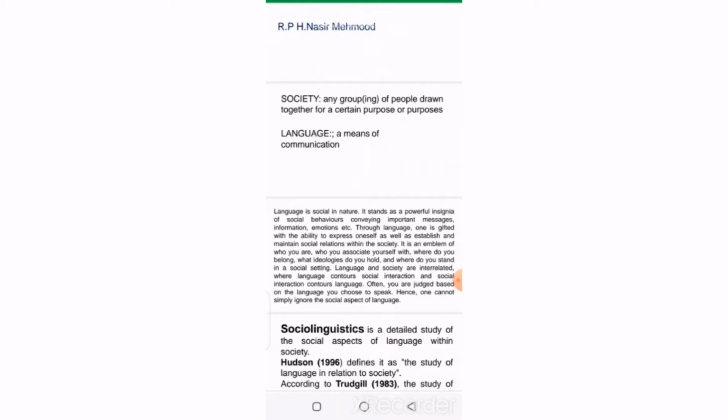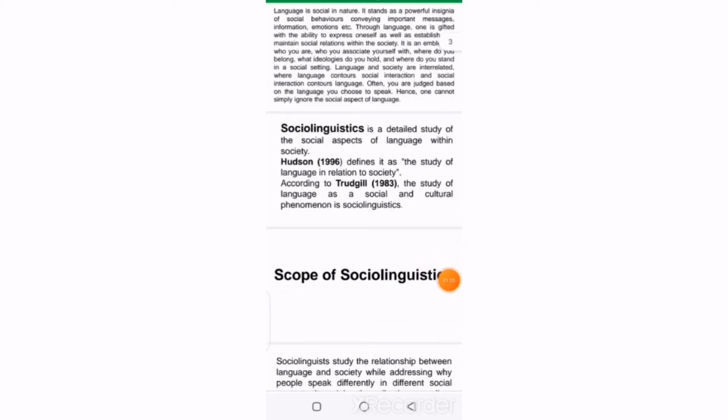Why do we think that language is a means of communication and how is it a tool for communication? Because if we are living within a society, we have to interact with other people, we have to convey our important messages, information, our desires, emotions, and ideas. And with the help of language we can do all these activities. It means sociolinguistics is a detailed study of social aspects of language within a society.